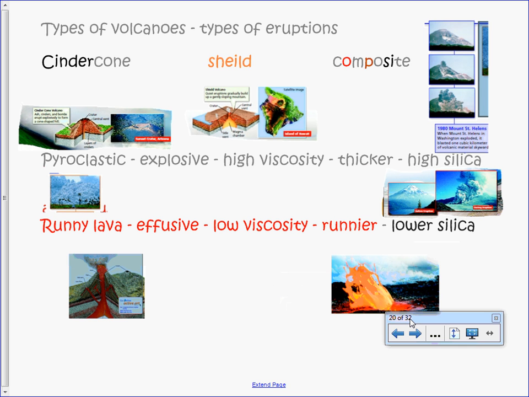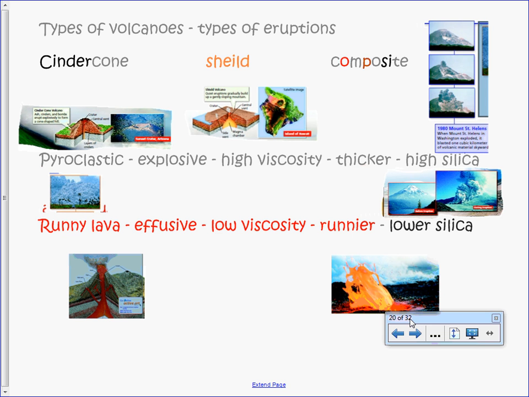Okay, so here are these types of eruptions. One of the things you need to identify, and again, we'll see it in the movie we're going to watch, there are two very different types of volcanic eruptions. One is the pyroclastic, so it's very explosive. Pyro means fire, right? Pyromaniac. Clastic has to do with rock. It's very explosive, it's high viscosity, very thick lava, very high silica content.